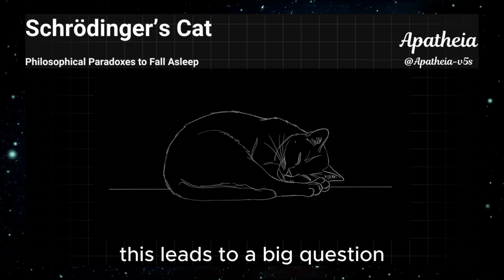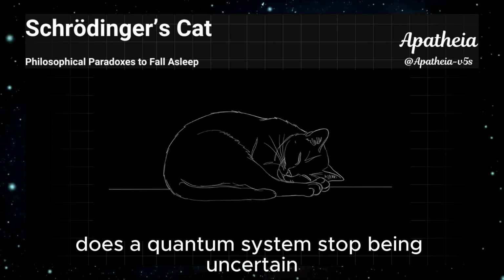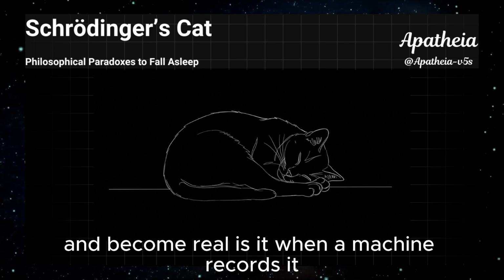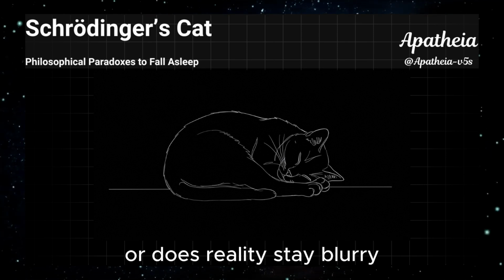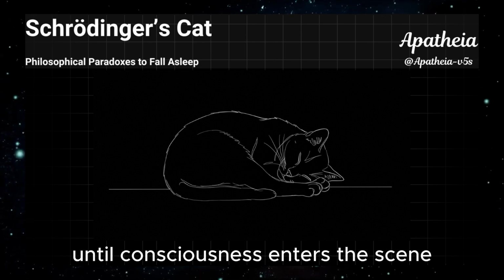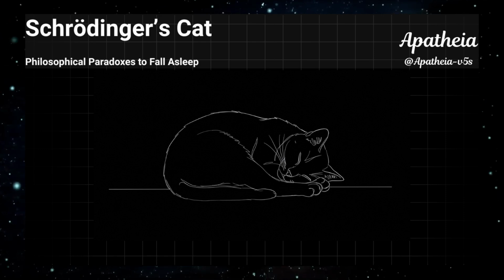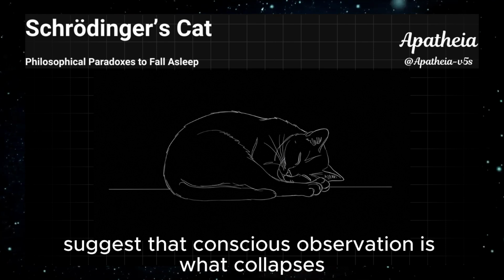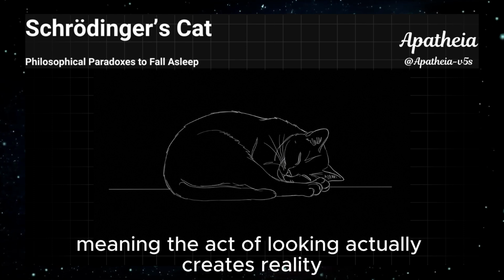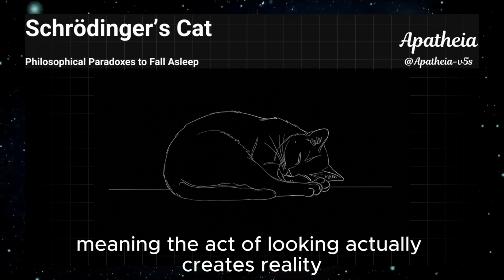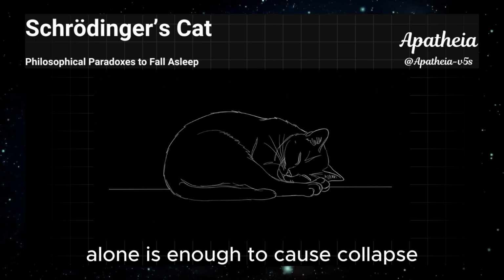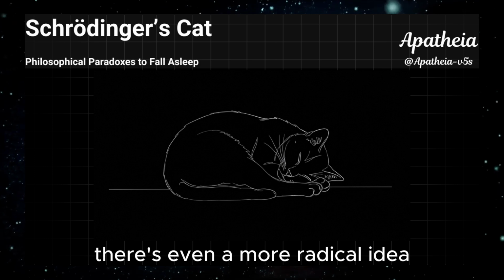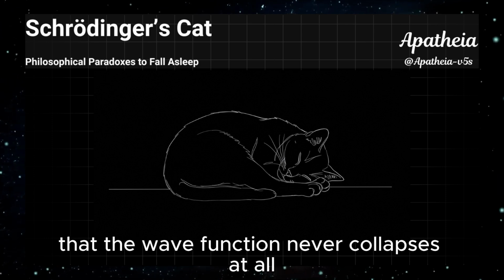This leads to a big question. When exactly does a quantum system stop being uncertain and become real? Is it when a machine records it? When a person looks at it? Or does reality stay blurry until consciousness enters the scene? Some interpretations of quantum mechanics suggest that conscious observation is what collapses the wave function, meaning the act of looking actually creates reality. Others believe that the measurement device alone is enough to cause collapse, even without a person involved. There's even a more radical idea that the wave function never collapses at all.